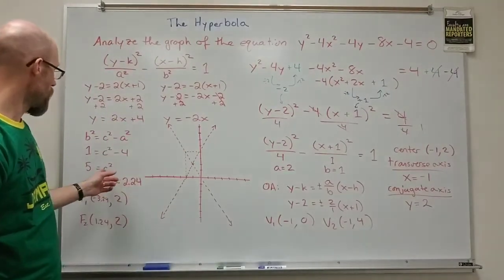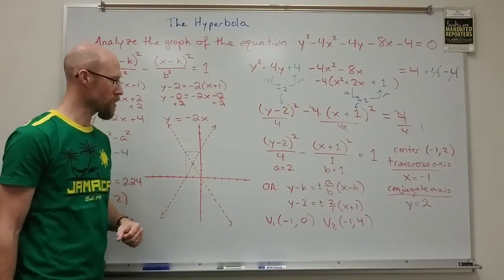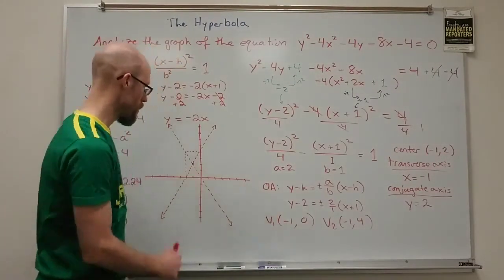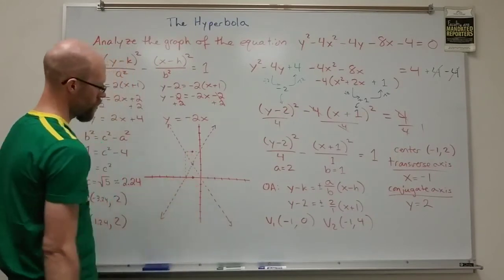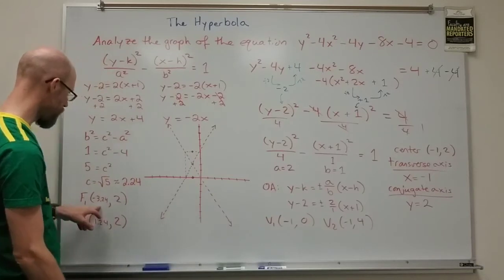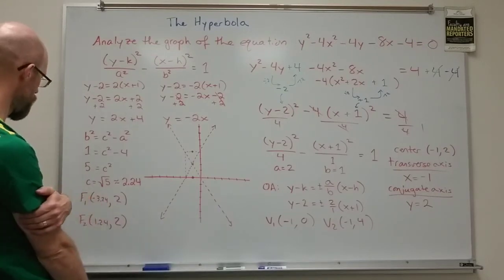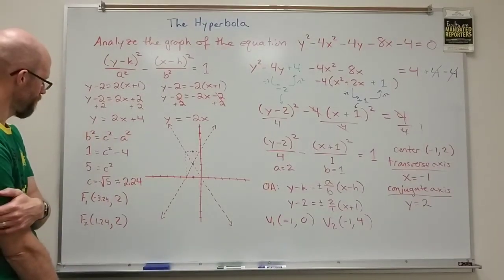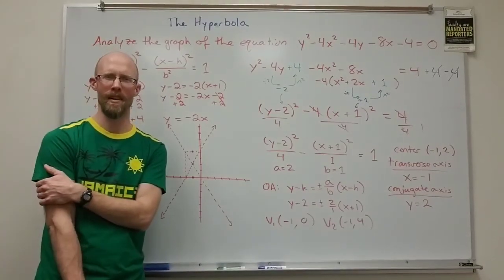Cool, now I need to plot my points. I know that this is going to be opening in the vertical direction. And so my vertices are at -1, 0 and at -1, 4. Those 2 points. My foci are at negative. Did I do that wrong? I indeed did that wrong. Why did I go along the conjugate axis for the foci? That makes no sense. I should not have done that.